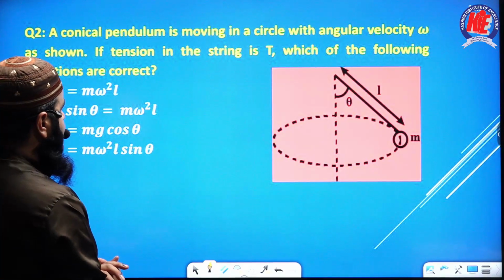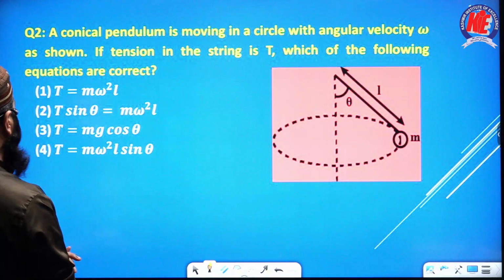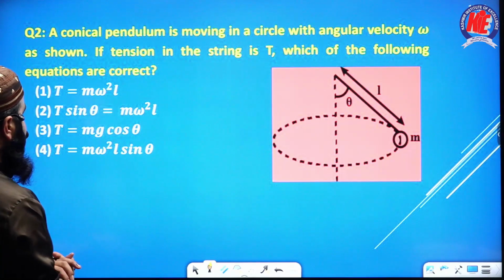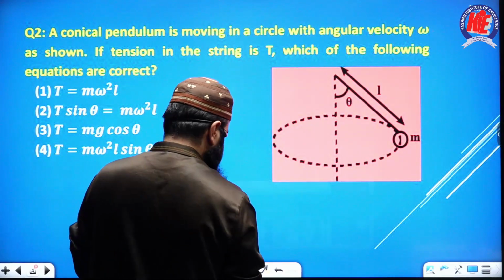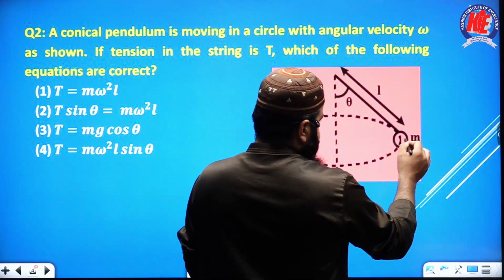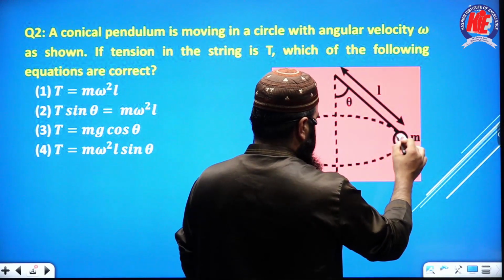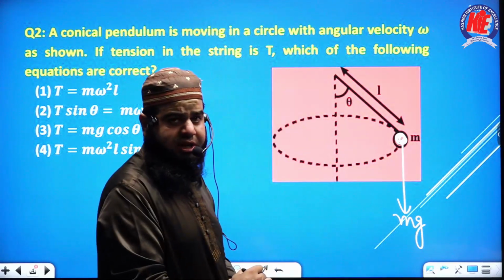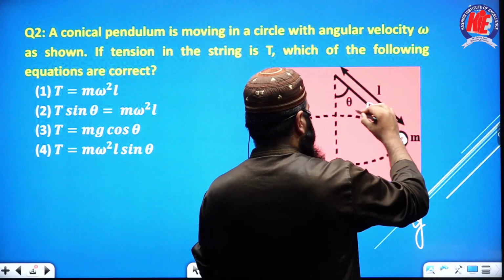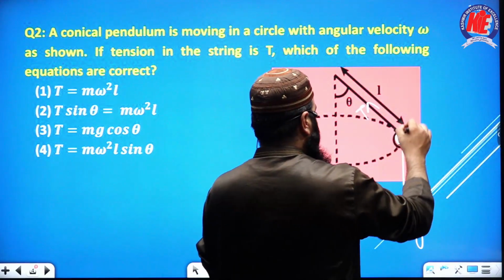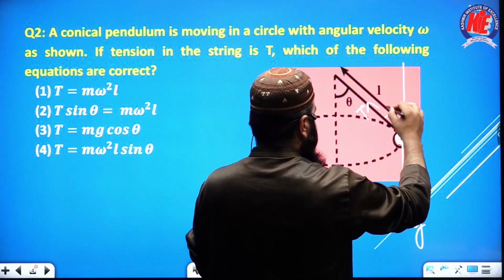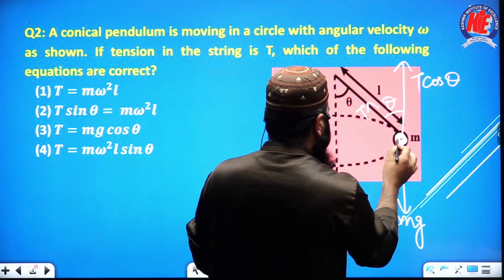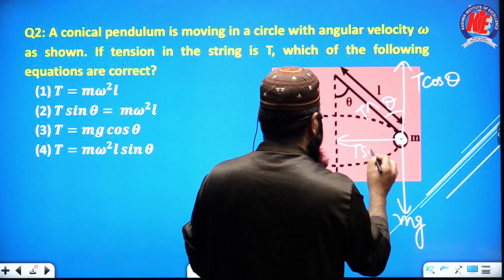A conical pendulum is moving in a circle with angular velocity omega as shown. If the tension in the string is T, which of the following equations are correct? Have a look, my people. This is a conical pendulum. If we talk about this bob, I have the downward force, mg, and the tension T. If I try to resolve T, if this is theta, this is also theta, then this will be T cos theta and this will be T sin theta.